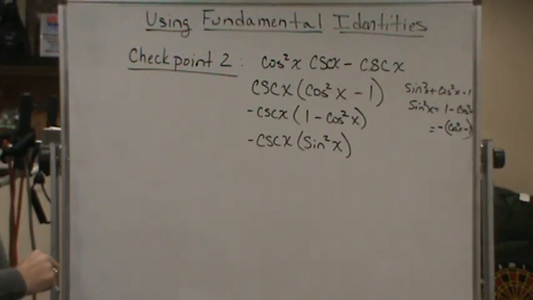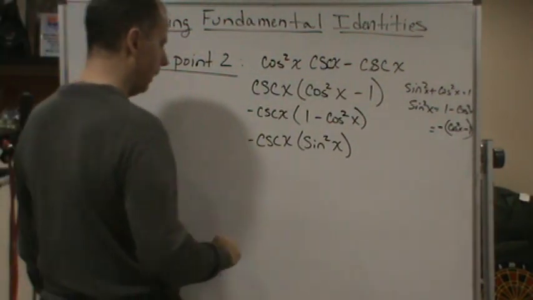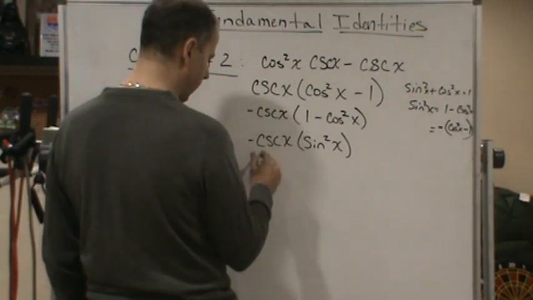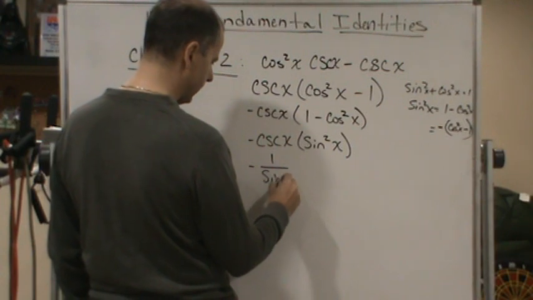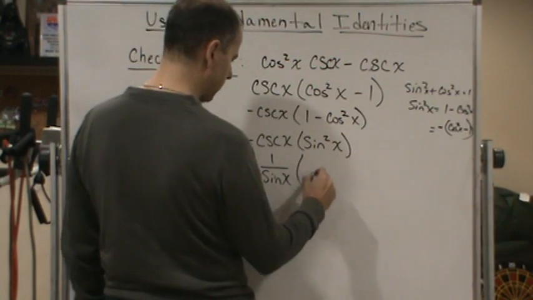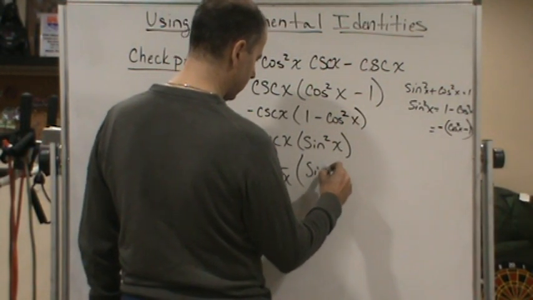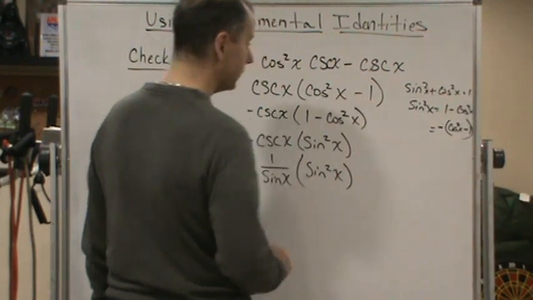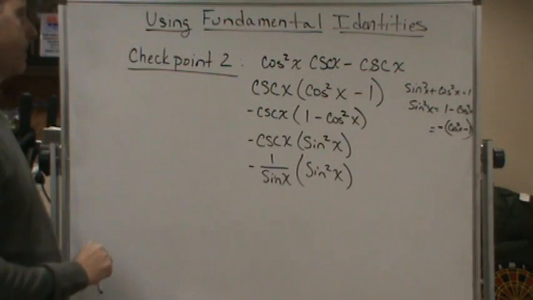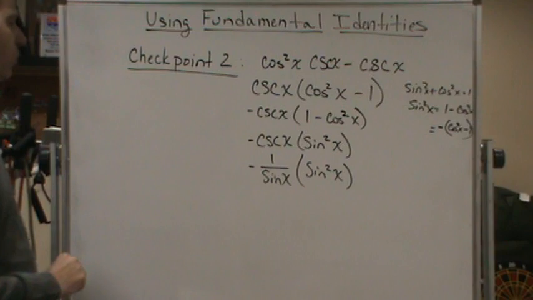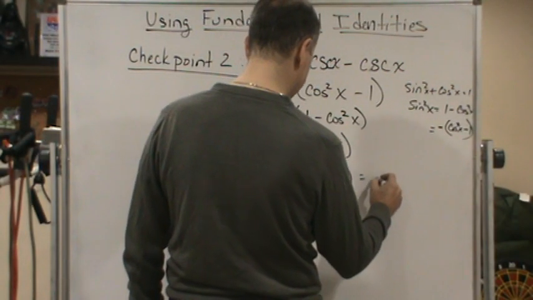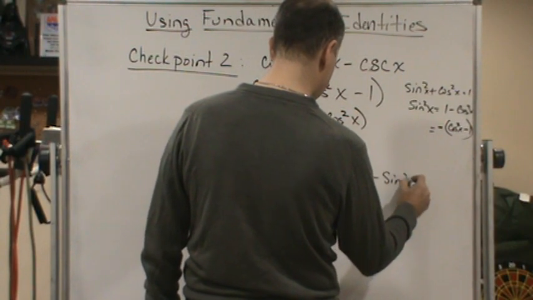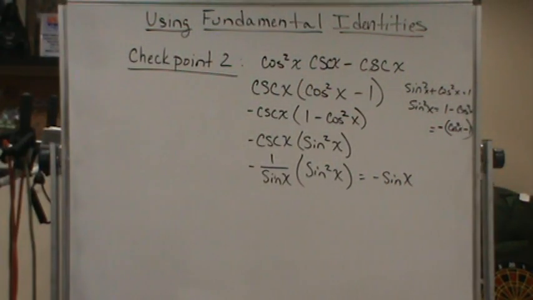Okay. Now, I can still simplify this because I can write this as negative 1 over sine x, right, times sine squared x, and what do I get? I get negative sine x.